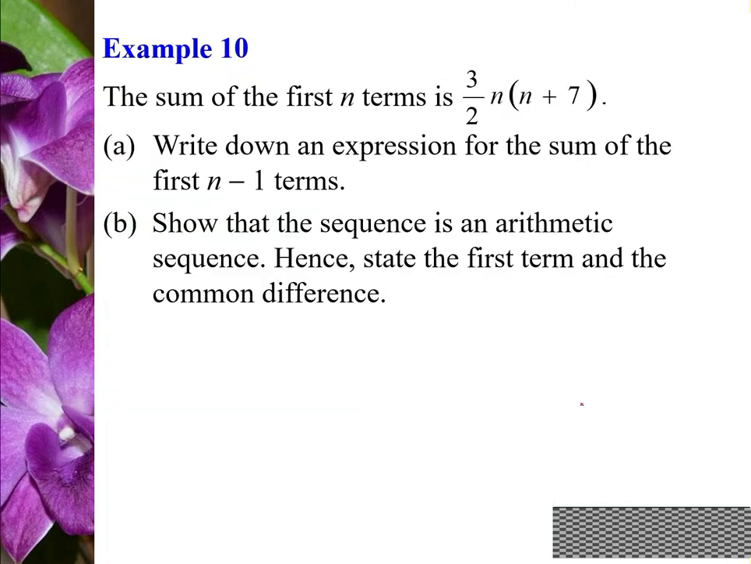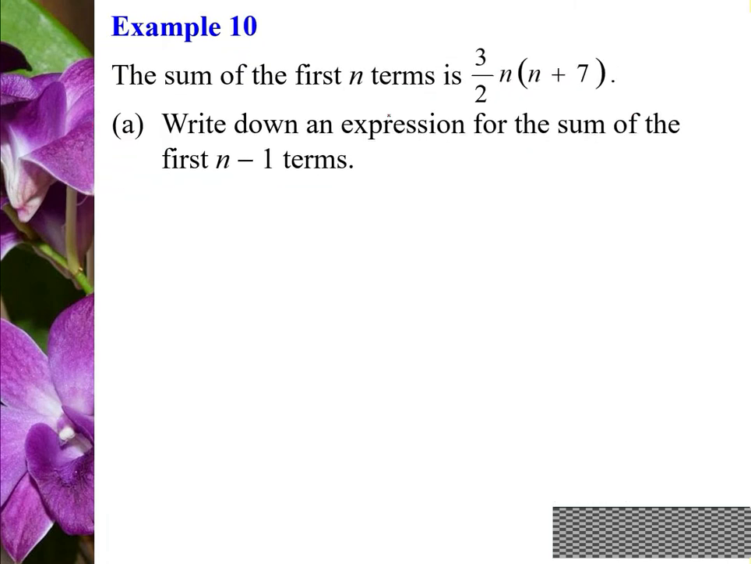Example 10. For this type of question, we really have to understand the question first before we start answering. So the sum of the first n terms is this. So what does it mean by sum of the first n terms? Sum. Just write the big S, first n terms. So this, subscript n, is equal to 3 over 2 times n times n plus 7. We get the first information.